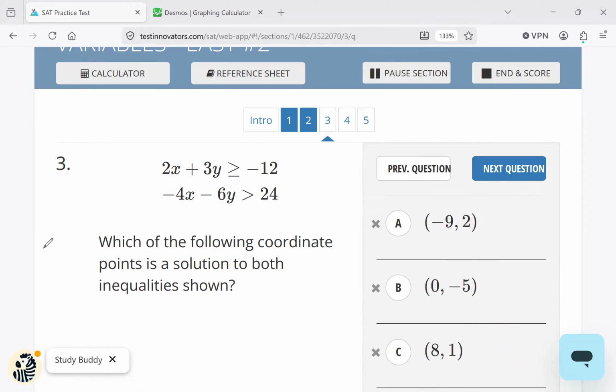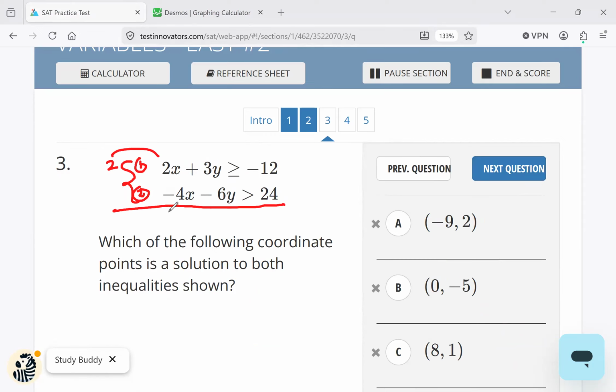Question three, which of the following ordered pairs is a solution to both inequalities? You could put this in Desmos. I'm going to try to solve for it, but when I did this, I noticed one thing. If I try to get rid of the x's, I would have to multiply the first entire inequality by 2.